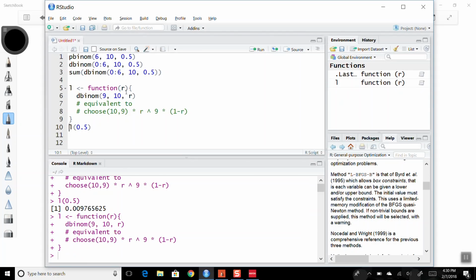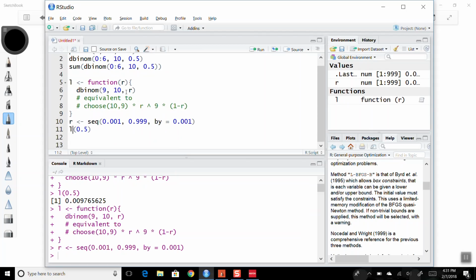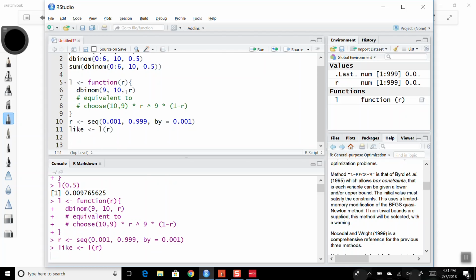Okay, so this is my likelihood function, and then I can just plot this. I can say x, we'll create a sequence, r, a sequence from 0.001 to 0.999 by 0.001. Okay, and then the likelihood will be just run r through L, and then we'll just do plot r, L, type equals L.